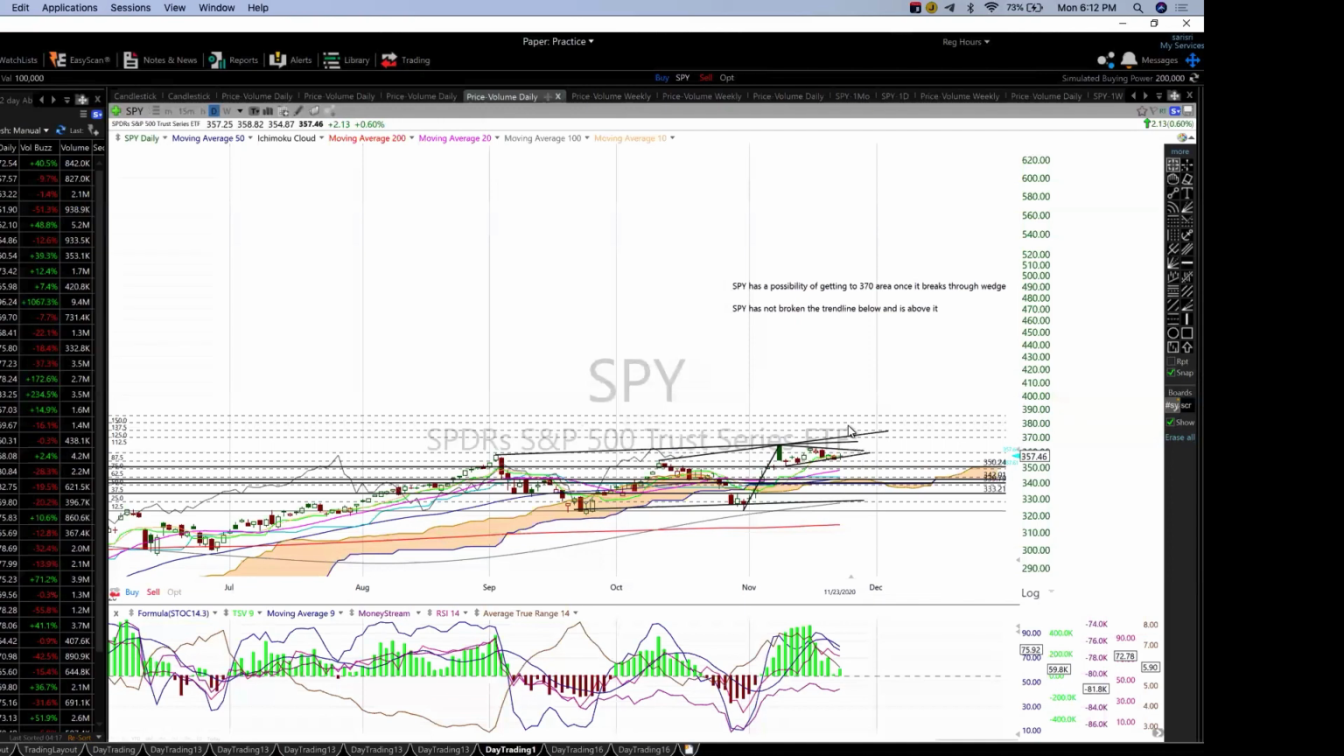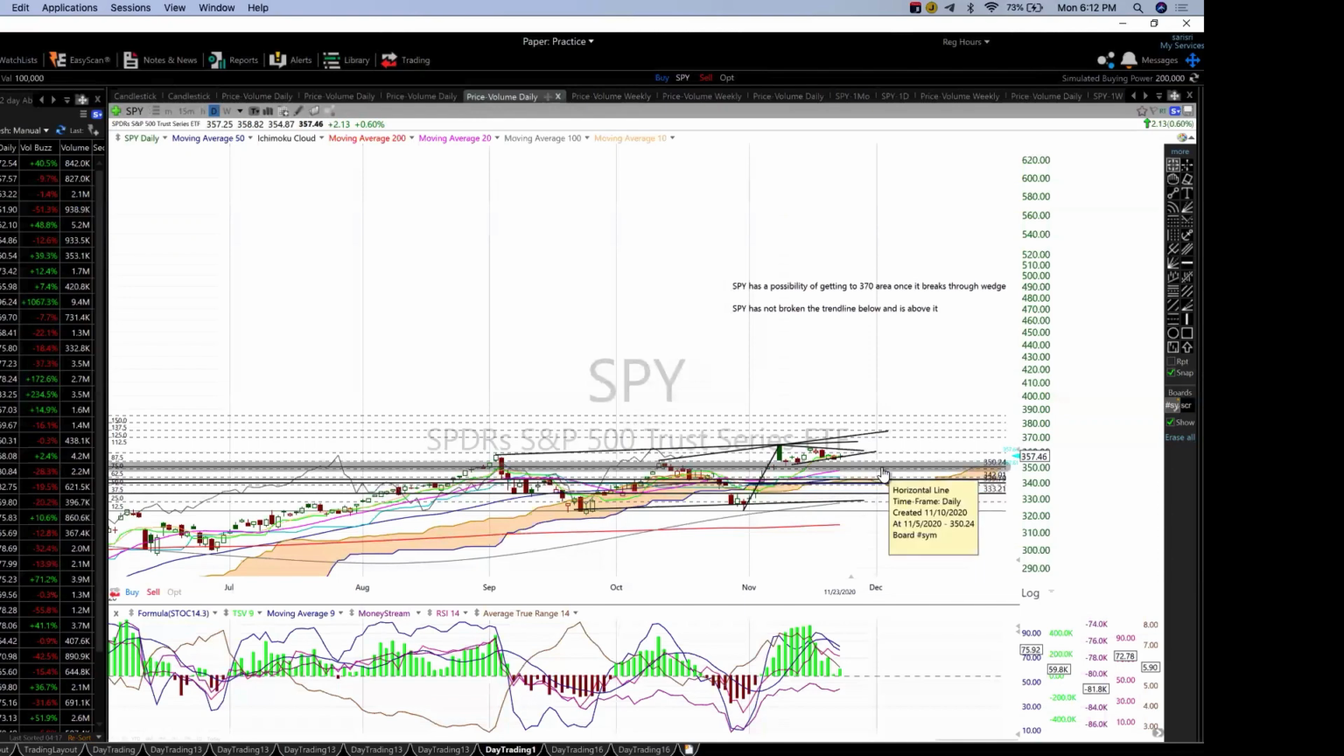Now it has two choices. As it gets closer and closer, it either has to break out or it has to break down, right? So we are looking at another 2 more days max, because the wedge is getting closer and closer. So if it breaks up, then we are looking at the next trend line resistance, which is at 370. If it breaks down, we are looking at 350.24.